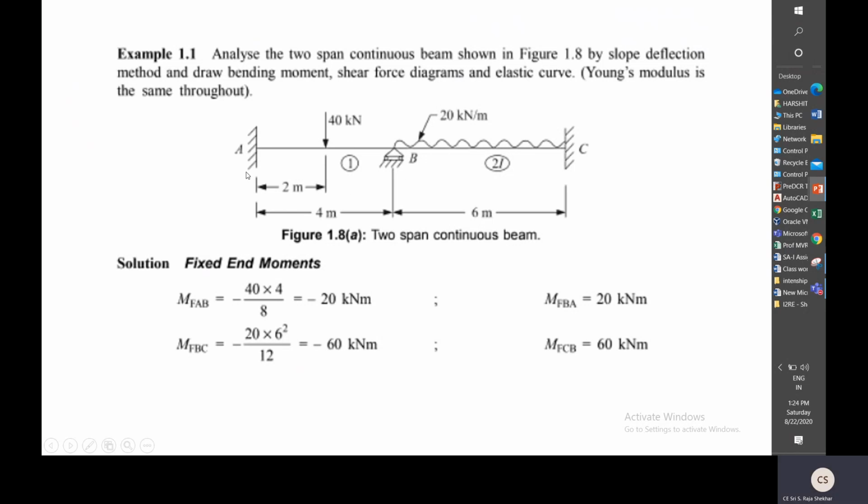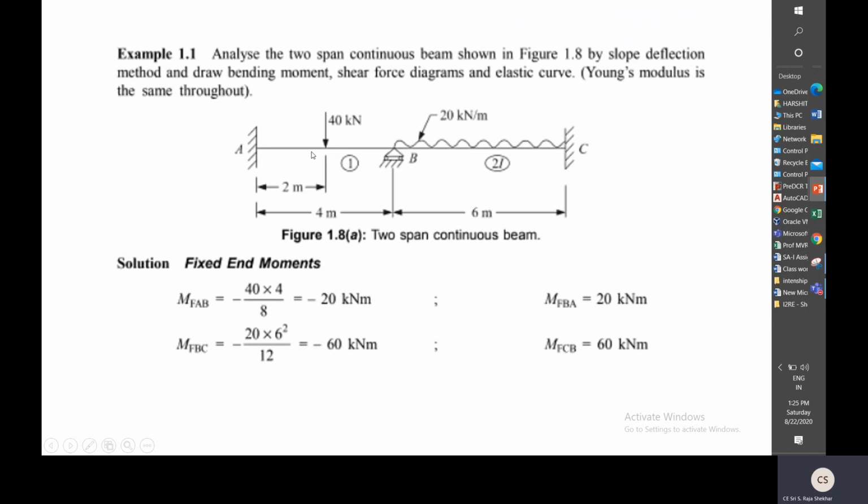Here, two spans are there, span AB and span BC. At support A, it is fixed support, and support C, it is a fixed support, and support B, it is a roller support. For span AB, a load of 40 kN is acting at the center of the span. This is a point load. For the span BC, uniformly distributed load is acting of intensity 20 kN per meter throughout the span.